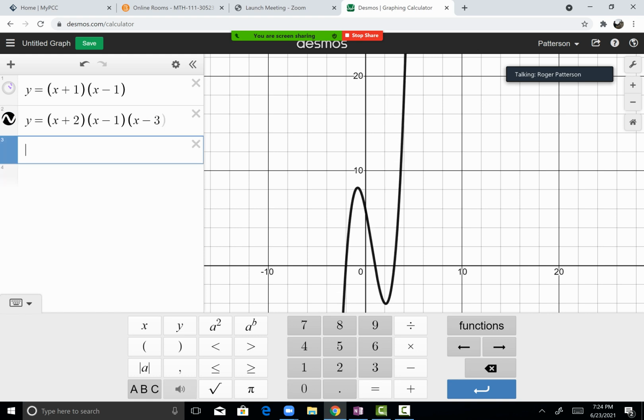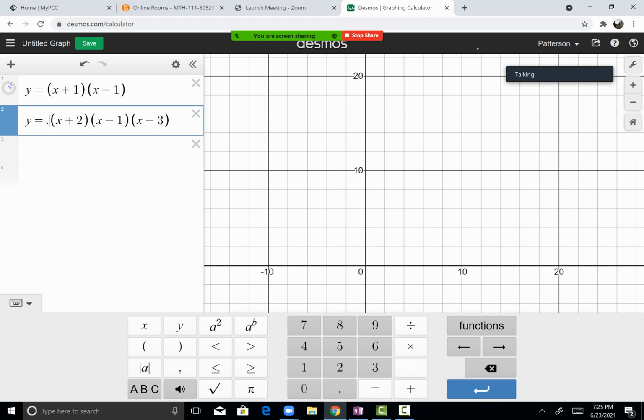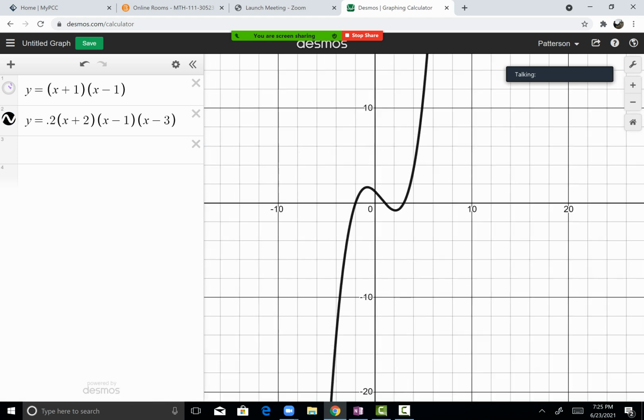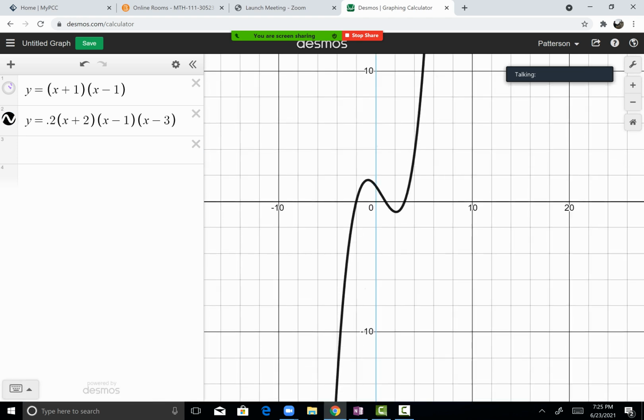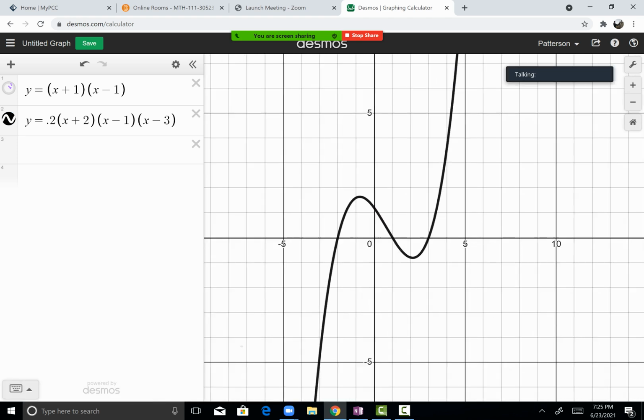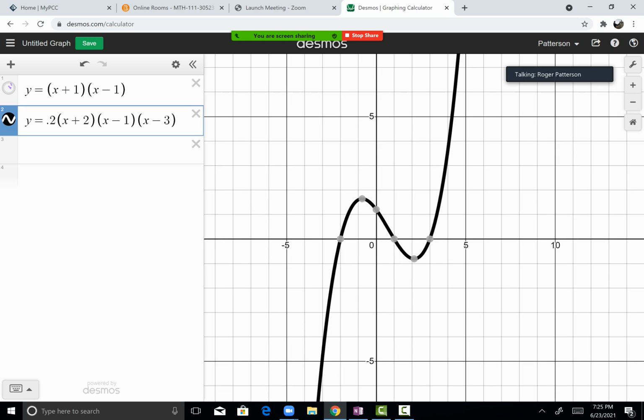All right. I'm going to put a number out in front of this, I think. Let's make it 2 maybe. That's a little better. Okay. All right, so again here what we have, we're going left to right.